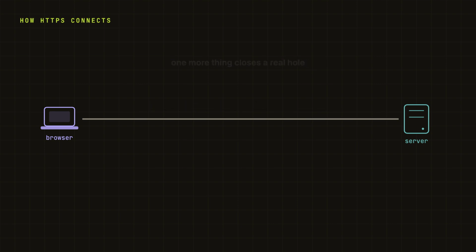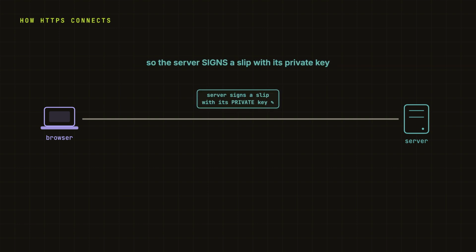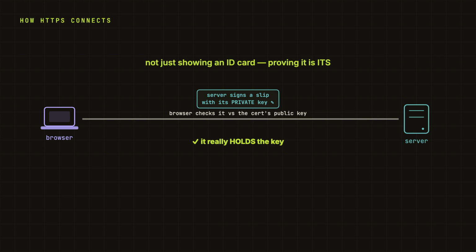One more quick thing closes a real hole. What stops an imposter from just copying someone's certificate and waving it around? So the server signs a little slip of the conversation with its matching private key, the one only the server has. The browser checks it against the public key in the certificate, and if it lines up, the server has proven it genuinely holds the key. It is not just showing an ID card, it is proving the ID card is its.